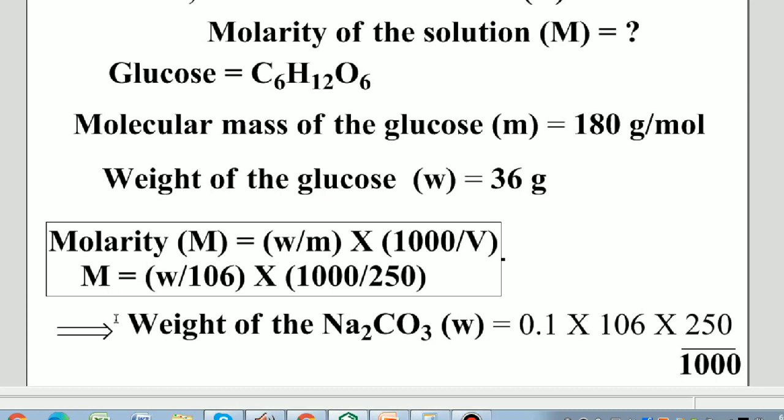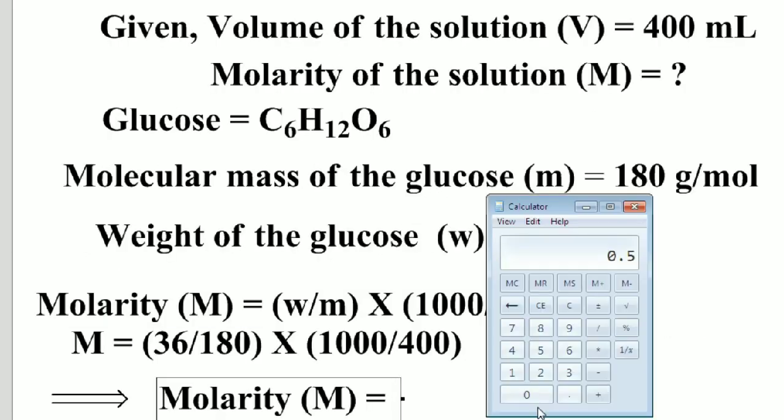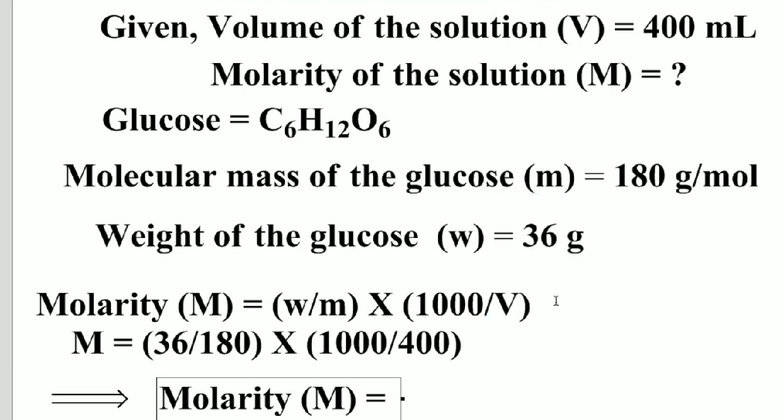Molarity M is equal to the weight of the glucose, given as 36 grams, and the molecular mass of the glucose is 180, into 1000 by the given volume of the solution. Simplifying, we get 36 by 180 into 1000 divided by 400. We get 0.5. Therefore, molarity is equal to 0.5.